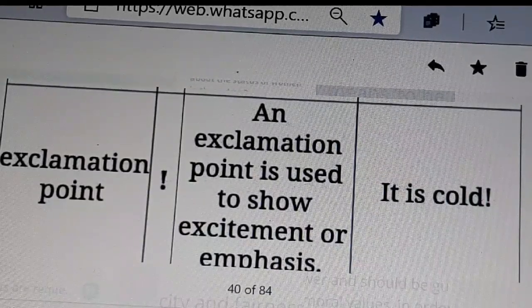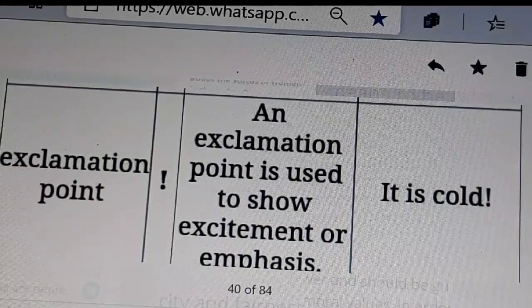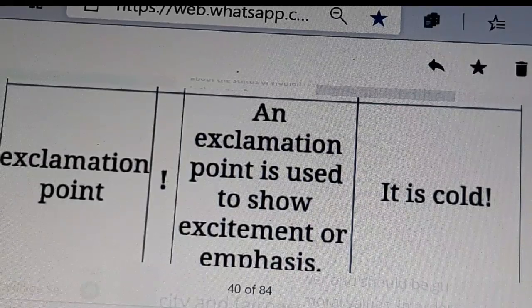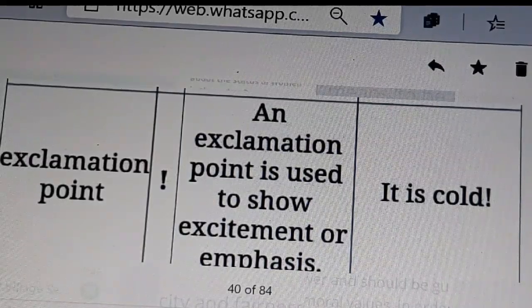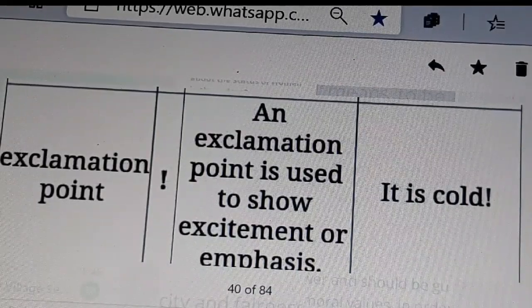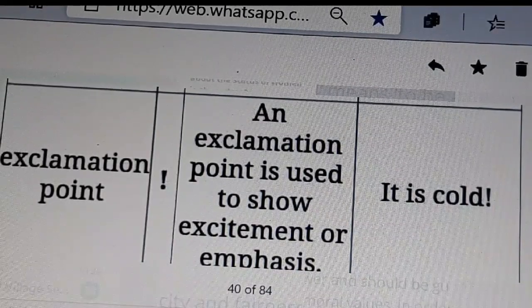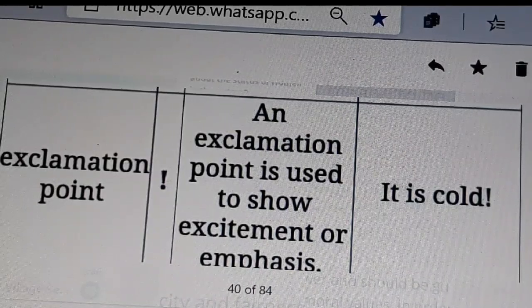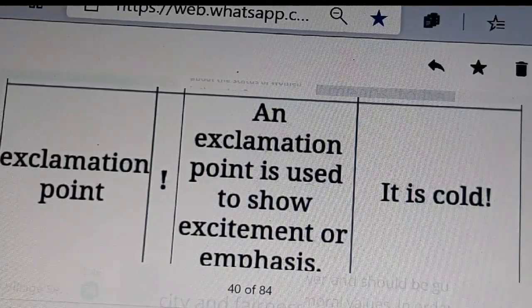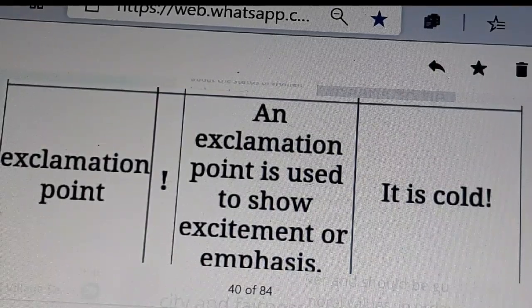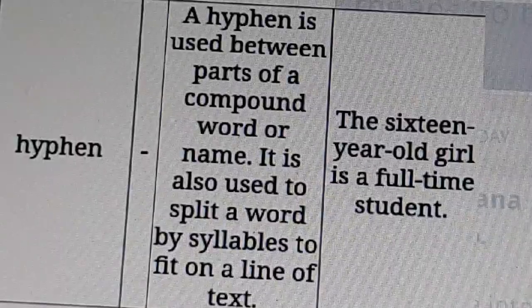Exclamation point. Here is the exclamation mark. An exclamation point is used to show excitement or emphasis. Example, it is cold! Here it is emphasis. For excitement and also emphasis we use the exclamation mark.